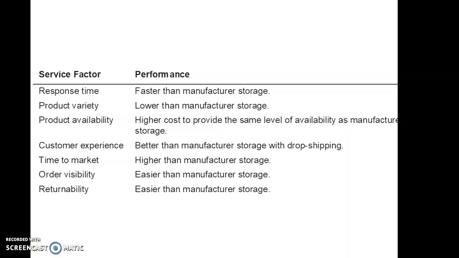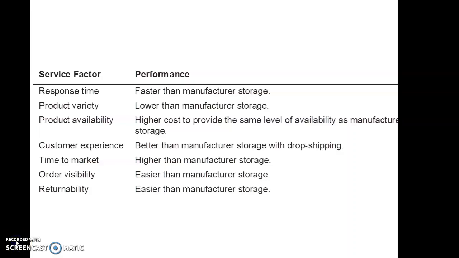Next, we see service factors and their performance. The first and important service factor is response time, because response time is the main criterion that is expected by the customer. Response time in distributor storage is faster than manufacturer storage, because the distributors and retailers are very close to the customer. Product variety is lower than manufacturer storage, because product customization is not as easy as it is in manufacturer storage.